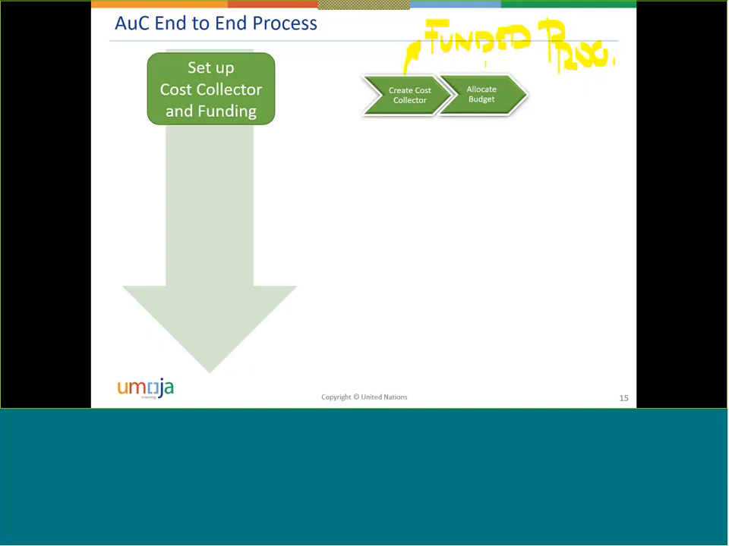Any question, by the way, any question about the creation of the cost collector or the allocation of the budget? Is it fine, this first phase of the AUC? Please click on the green check or ask any question as needed. Please click on the green check. Any question? All right. So I go to the next one.